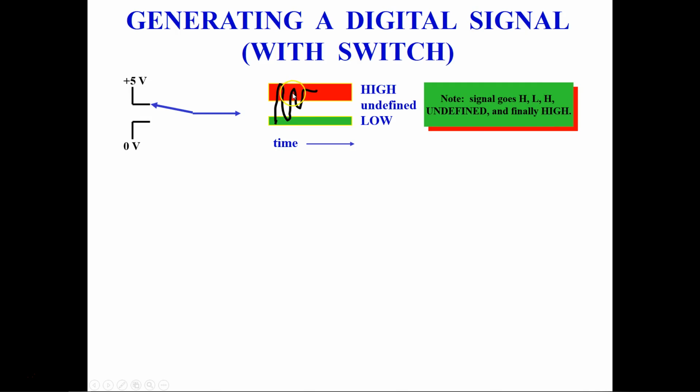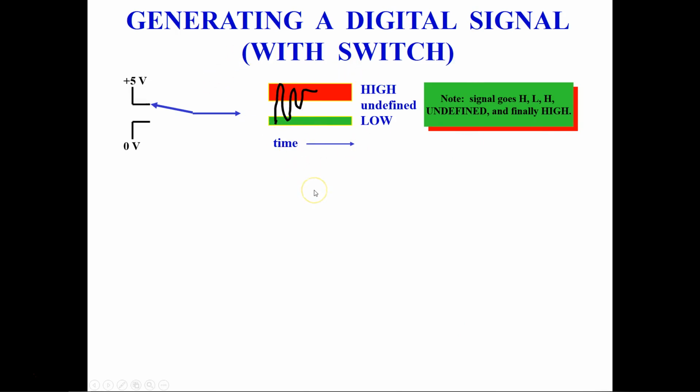And then here comes the interesting thing, because after going from high, it goes to this undefined region. You see here, this is the undefined region. After going into the undefined region, it comes back again to the high. So what we have is high, then the undefined region, and then again high. This undefined region between high and low may cause trouble in digital circuits, and it should be avoided.